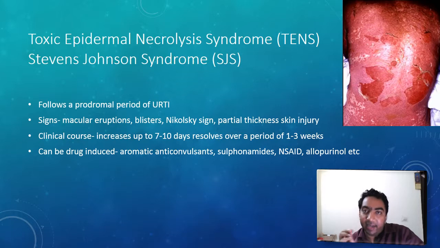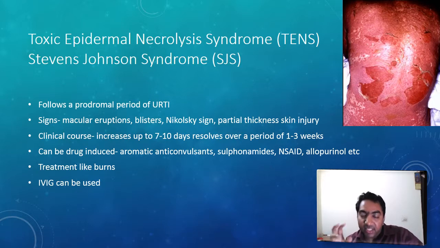These are the inciting drugs. Since it is a partial thickness injury, we will treat it like we treat burns. The wound care is exactly similar to burns. As far as systemic therapy is concerned, IVIG, intravenous immunoglobulins, can also be used for the treatment.